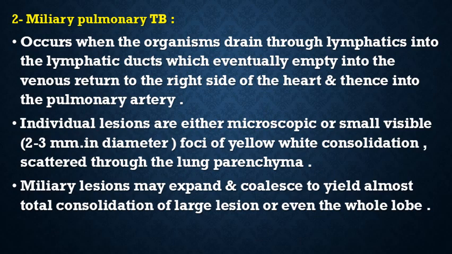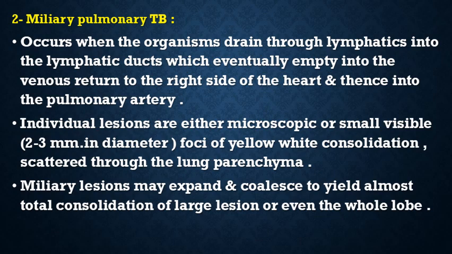The individual lesions are either microscopic or small, visible, about 2 to 3 millimeters in diameter, foci of yellow-white consolidation scattered throughout the lung, the entire lung involved, because the TB bacilli disseminate through the lymphatics into the venous system, to the right side of the heart, through the pulmonary artery, then get back to the lung, involving the whole lung with small, visible, tiny foci of consolidation.